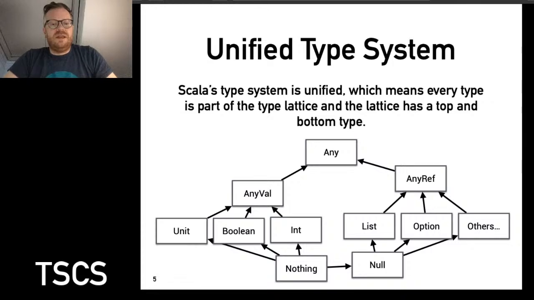So in any case, any type you create and any type you use in Scala always has a least common supertype or subtype, which is at least Any or Nothing. Any meaning it can assume any type, and Nothing meaning it does not assume any type at all.